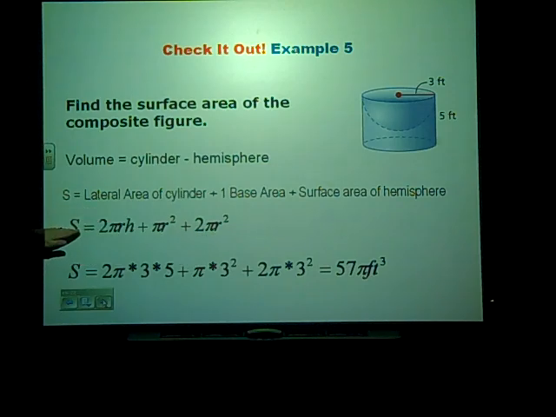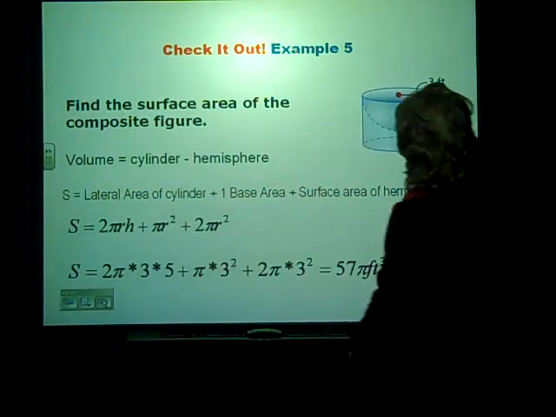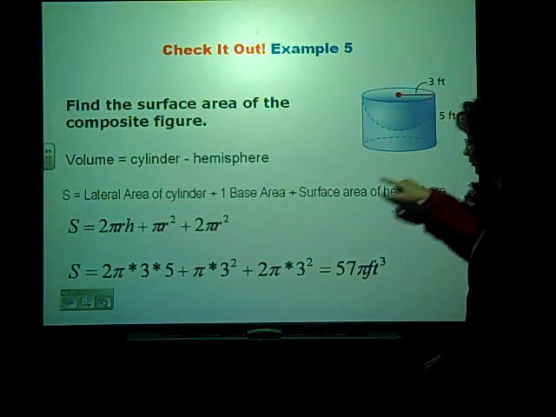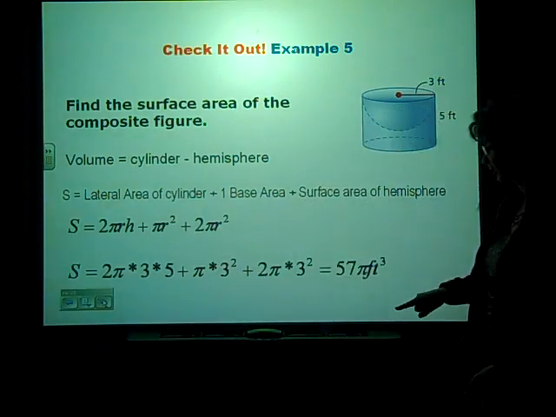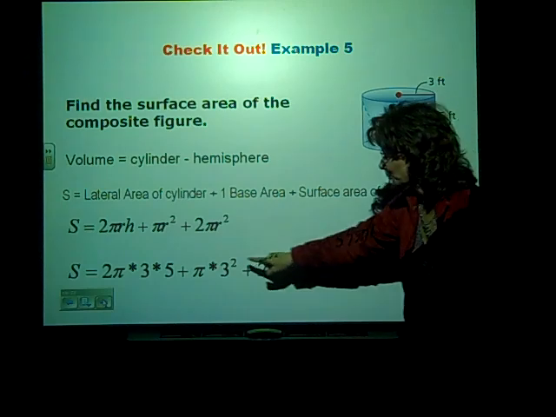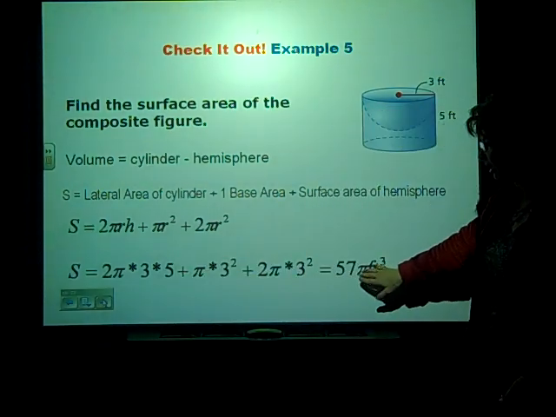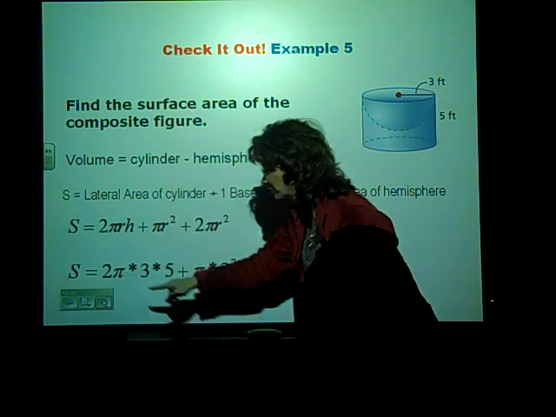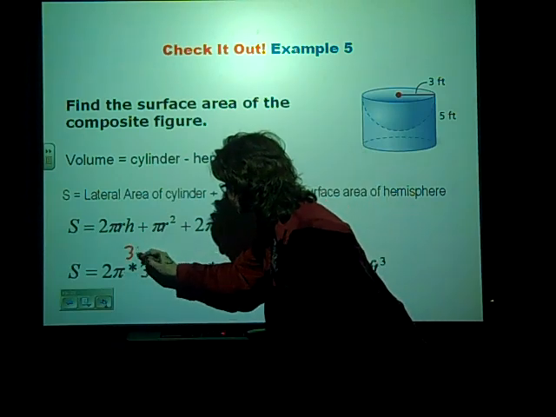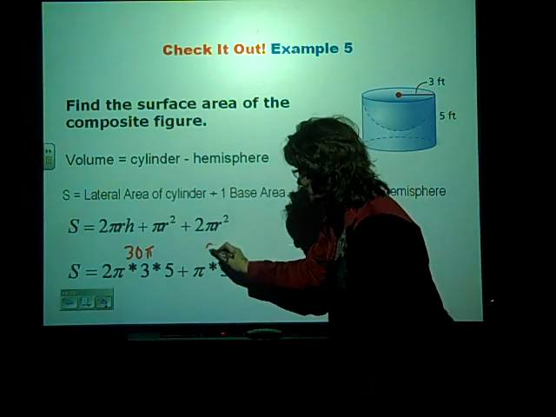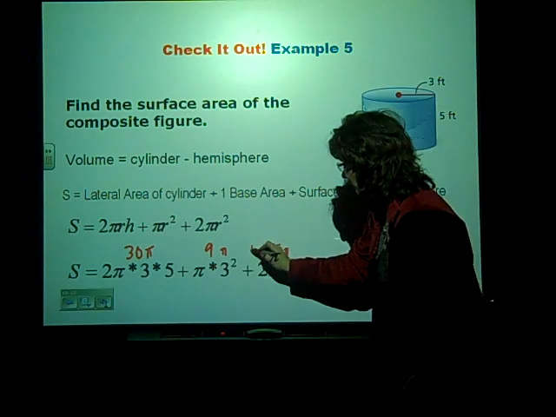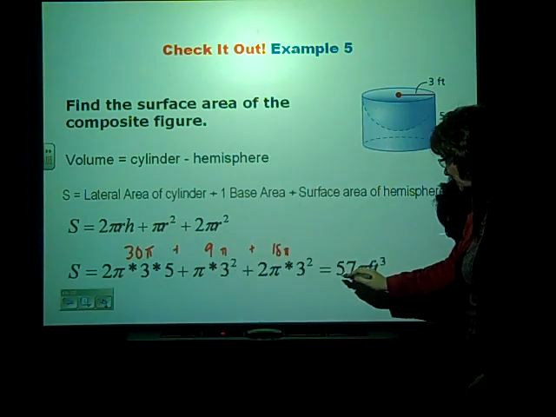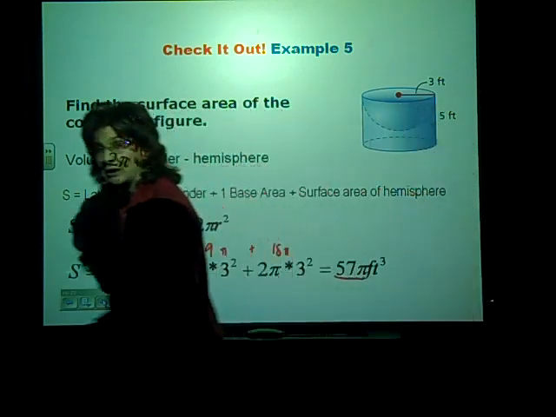So I'm going to write down this formula. I'm going to plug in what I know. I look at this and I see my radius is 3 and my height is 5. And here my radius is 3 squared, and here I've got to put in the 3 squared also. Now if you do all the numbers, because there's pi in each of these, I can just bring that pi along. 3 times 5 is 15 times 2, I've got 30 here. Here I've got 9 pi here. And here I've got 9 times 2, 18 pi. So I can add those up, and I end up with 57 pi cubic feet.